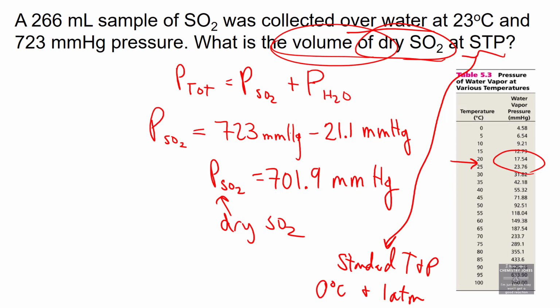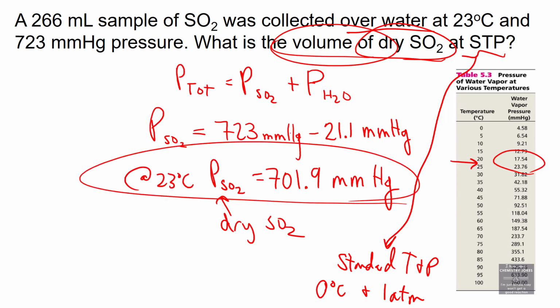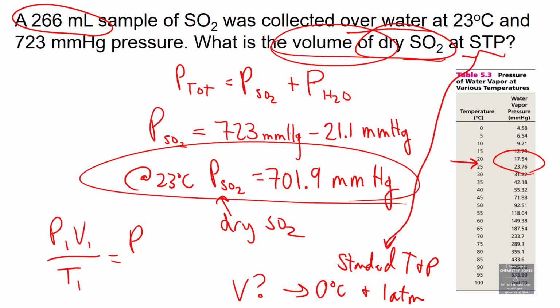So we're told at a certain temperature, at 23, the pressure is this and the volume is that. But we're being asked what's the volume at a different temperature and pressure. I'm thinking this sounds like that ratio, P1V1 over T1 equals P2V2 over T2. You thinking it sounds like that? Yeah, I'm thinking so. Let me clear this up and write some more.